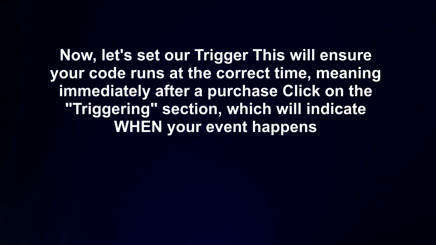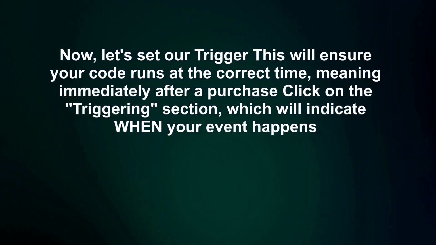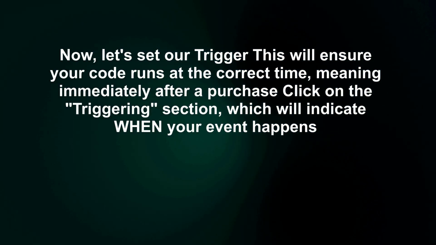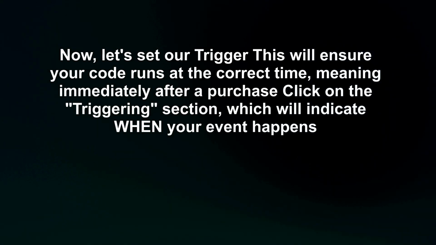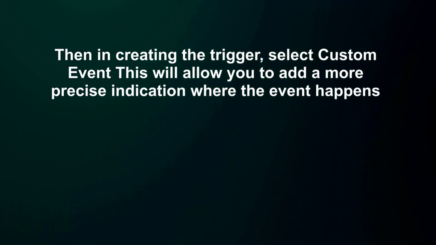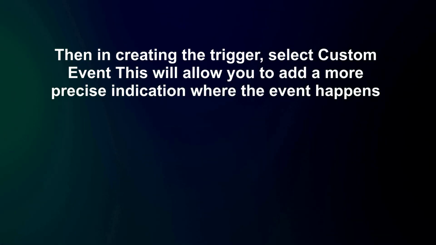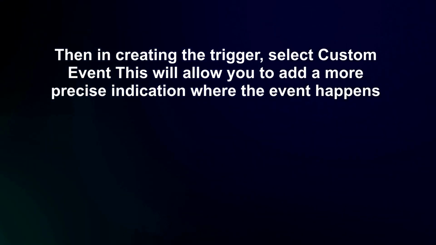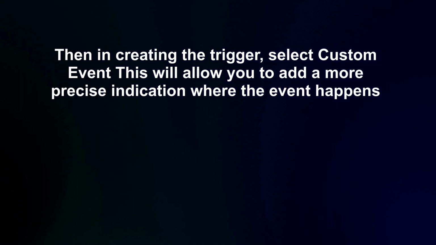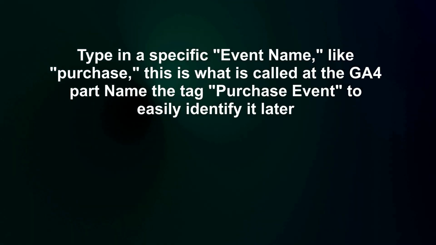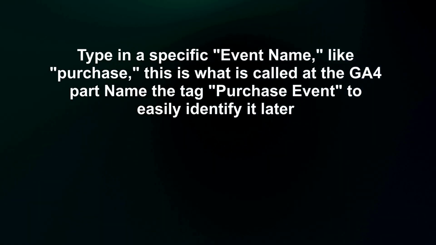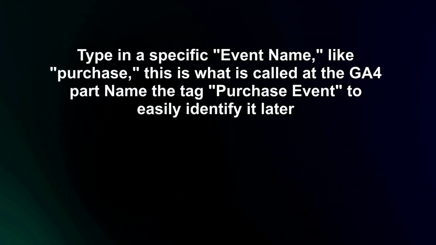This will ensure your code runs at the correct time, meaning immediately after a purchase. Click on the triggering section, which will indicate when your event happens. Then in creating the trigger, select Custom Event. This will allow you to add a more precise indication of where the event happens. Type in a specific event name, like purchase. This is what is called in GA4 the event name. Name the tag purchase event to easily identify it later.